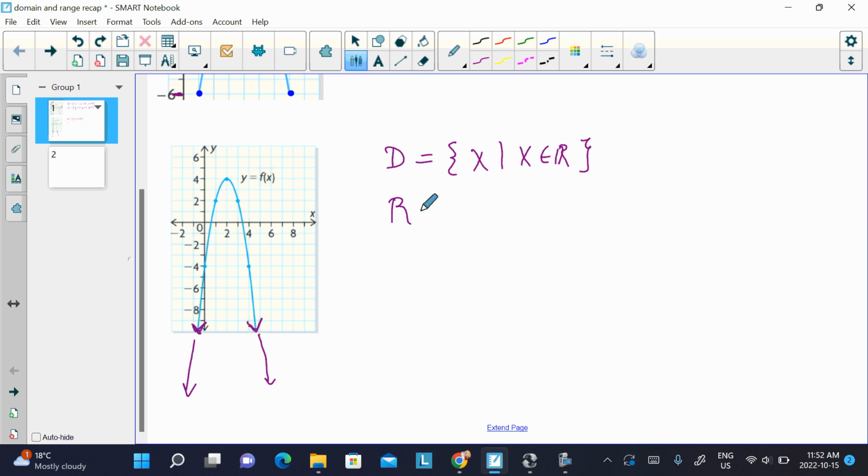For the range, how high does my graph go and how low does it go? Well, low, it goes down infinitely, but up, it only goes to 4. It doesn't go any higher than 4. So we're looking at all the y values that are less than or equal to 4. And y is in the real number system.